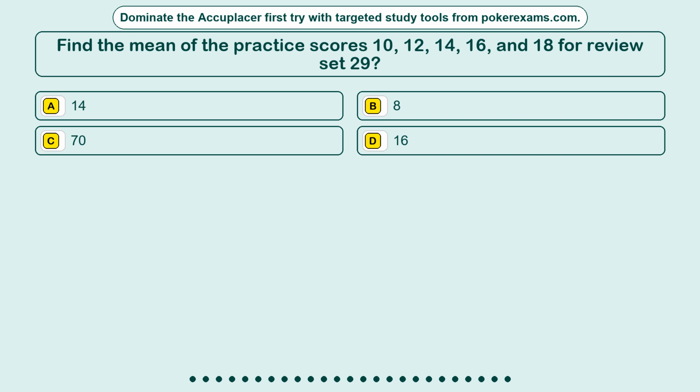Question 9. Find the mean of the practice scores 10, 12, 14, 16, and 18 for review set 29. Option A, 14. Option B, 8. Option C, 70. Option D, 16.